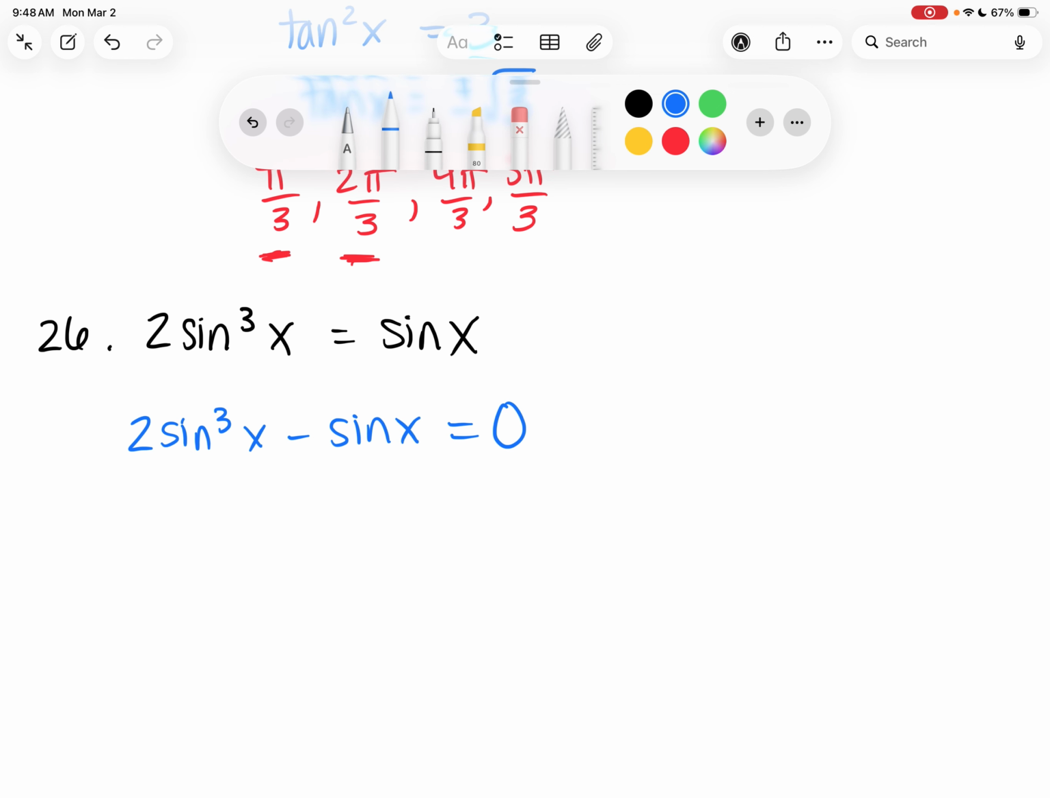Now, essentially, it's almost like I need to factor, but obviously, it's not just x or whatever. I see that I have a sine cubed and a sine, so I'm going to take out a greatest common factor. I'm going to take out a sine of x from both pieces, so I would be left with 2 sine squared of x minus 1. This minus 1 is what people tend to forget. When I take out the sine, it doesn't disappear. It just goes to a 1 instead.